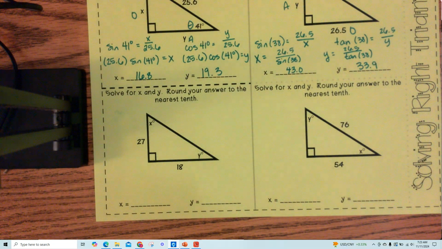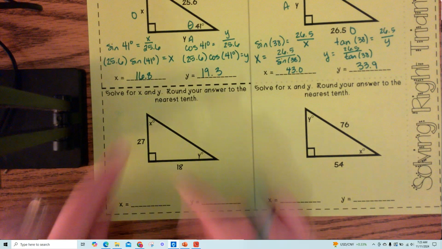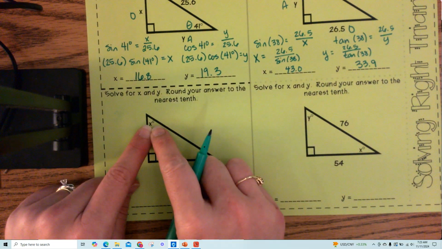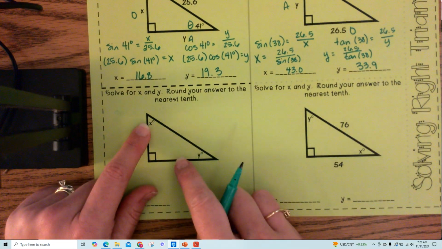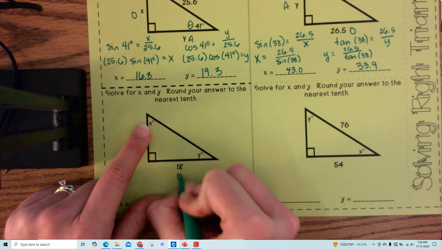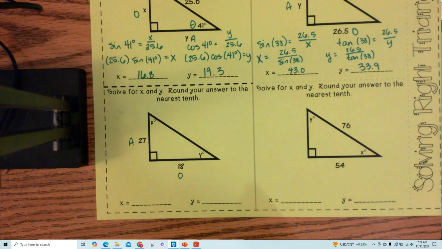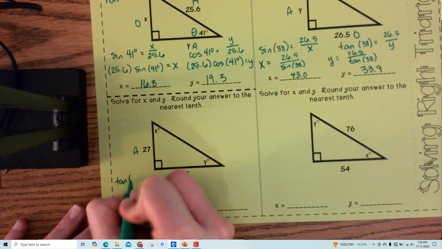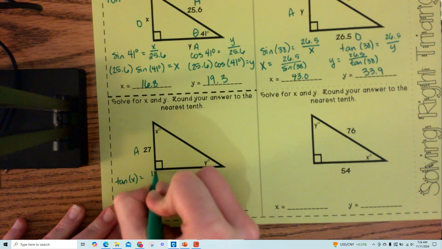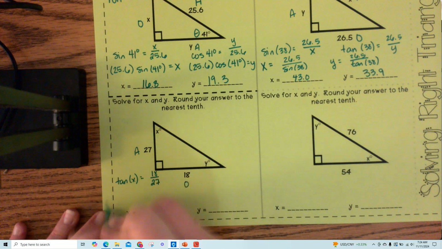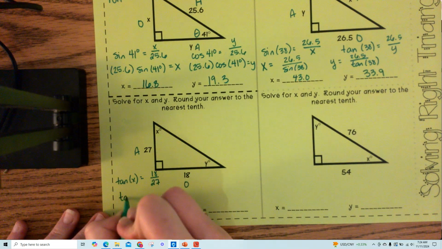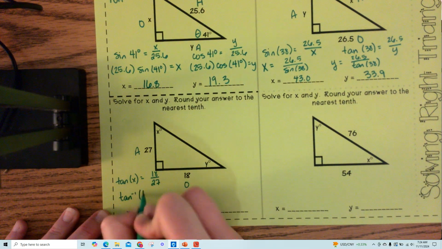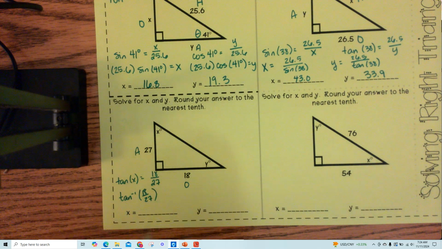All right, so finding missing angle measures. This one switches, so you have to be careful. If I want to find x, in reference to angle x, this is an opposite, this is an adjacent. So the tangent of x is going to be the opposite over the adjacent. And when we have this, we can just do inverse, right? Inverse of tangent, and we can do 18 over 27.